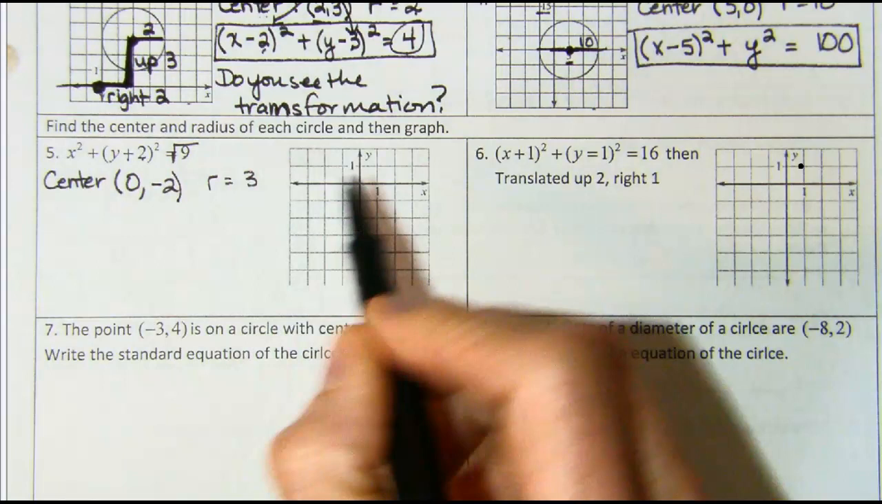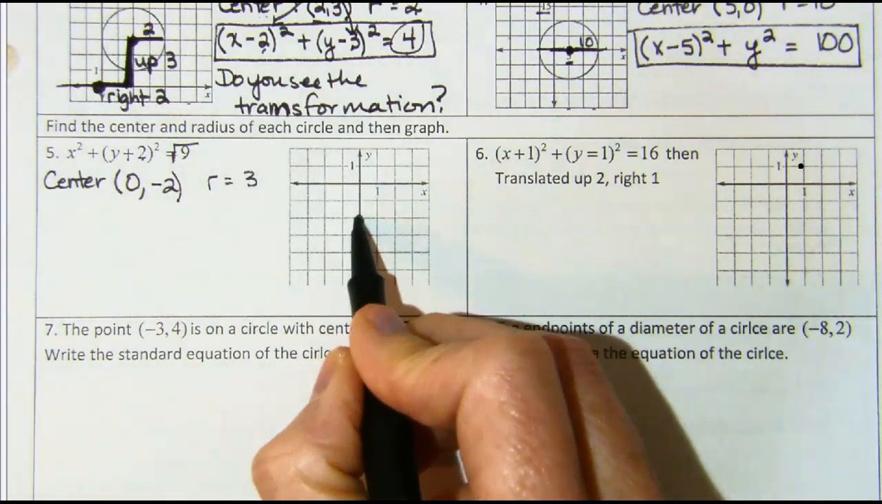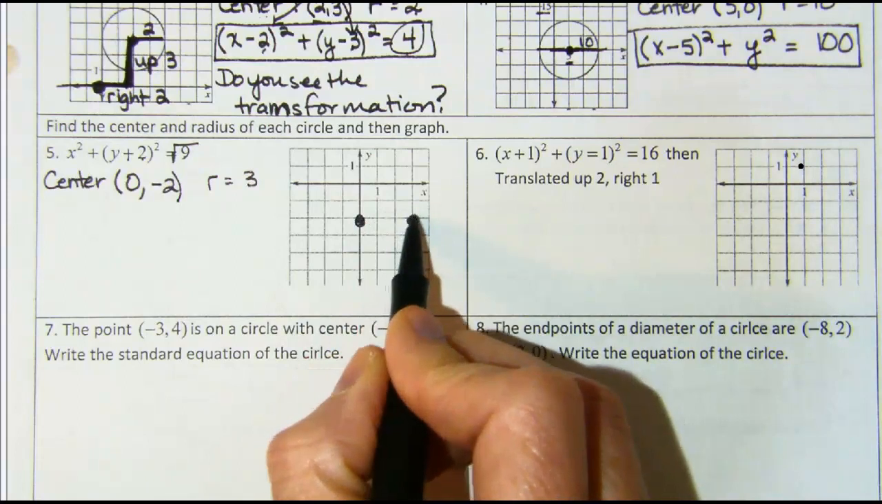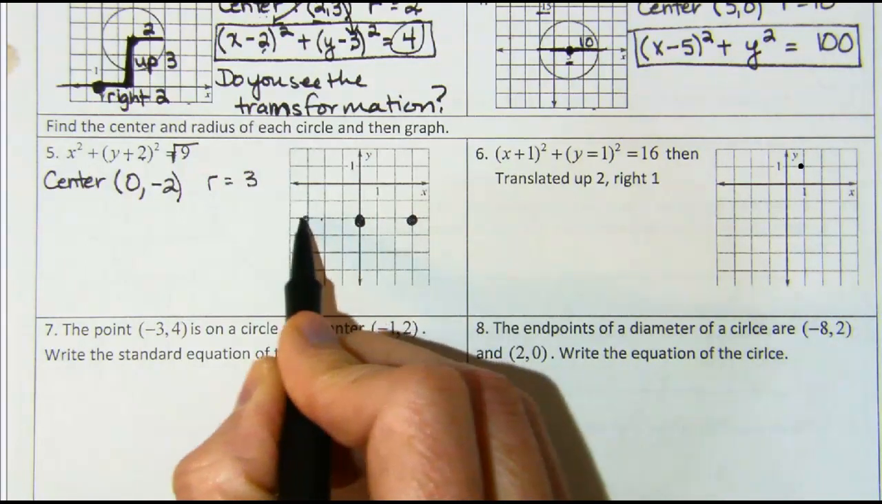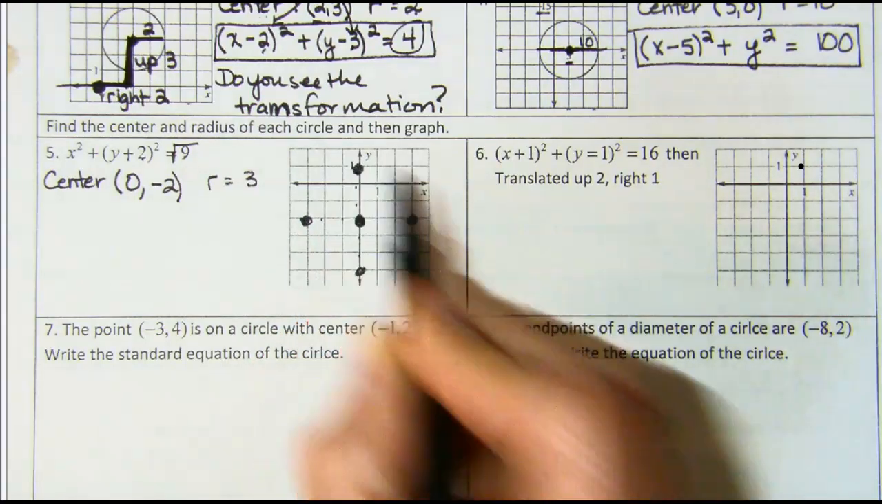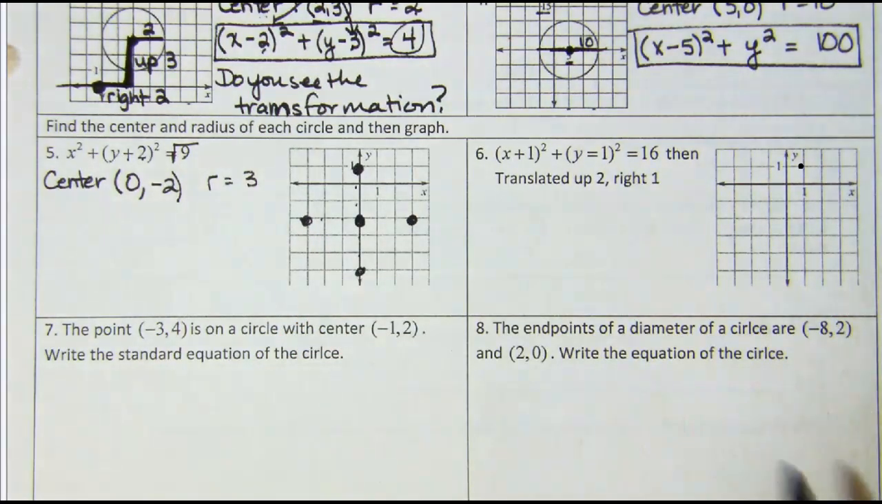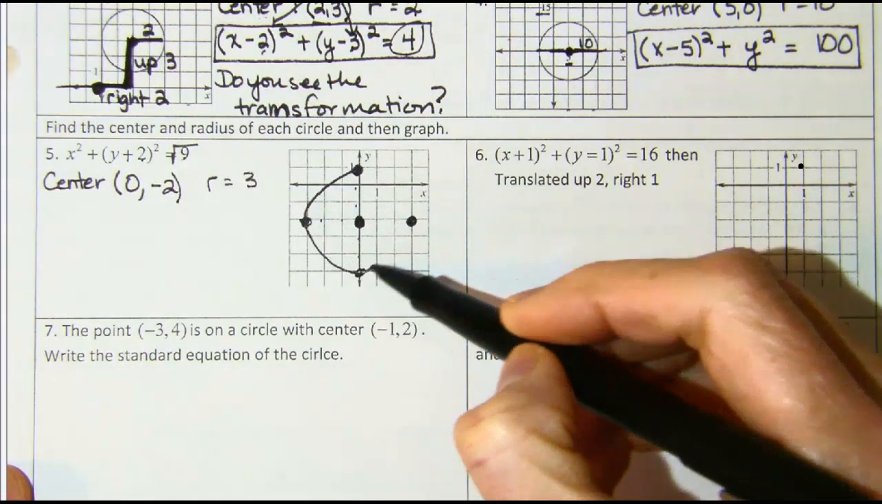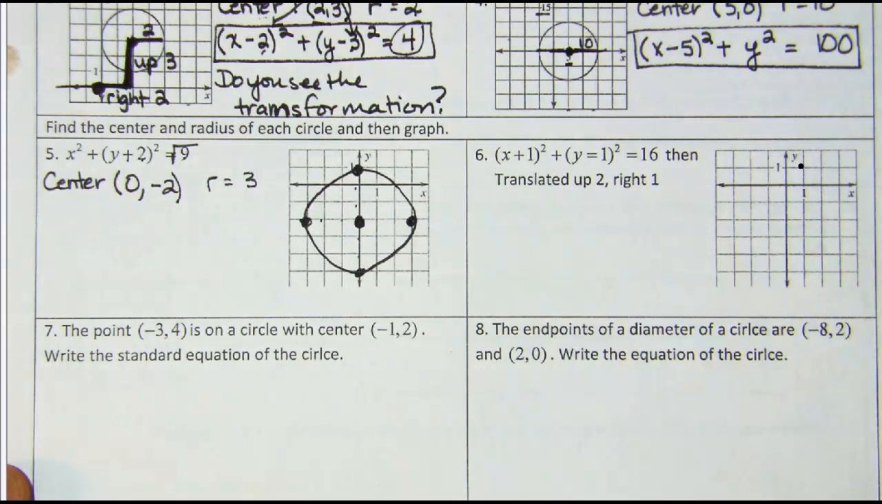So first we need to plot the center, (0, -2), and a radius of 3 would go here, 1, 2, 3 here, 1, 2, 3 here, 1, 2, 3 here. Now I like to try to make all of those. That will help me draw a better circle, okay? It's not going to be perfect because I'm not using a compass, but it's going to help me connect the dots a little bit better.